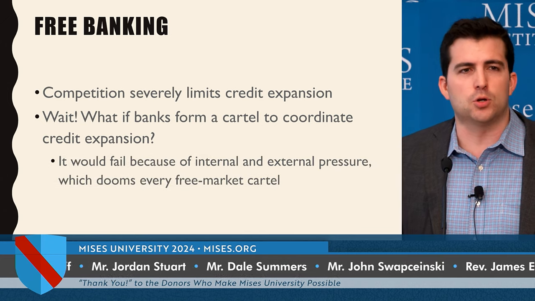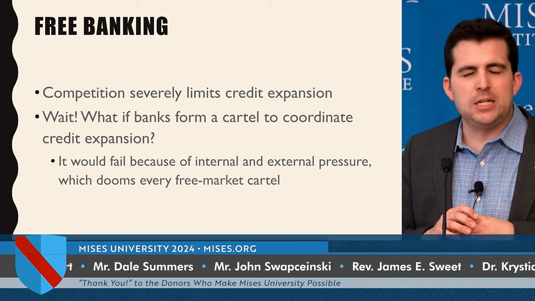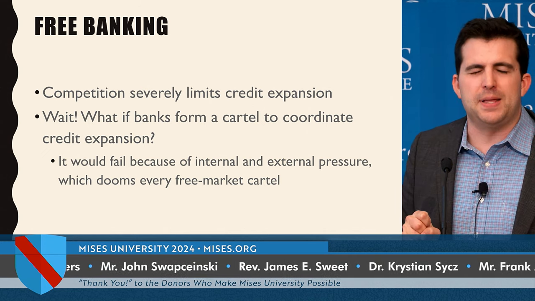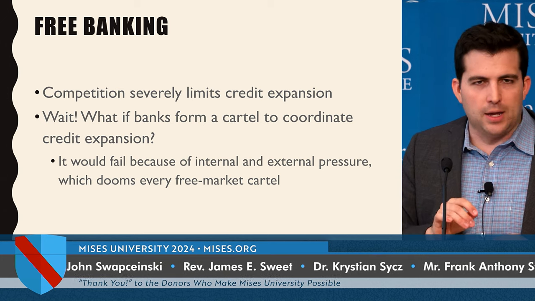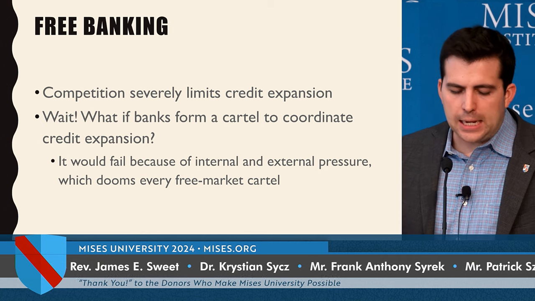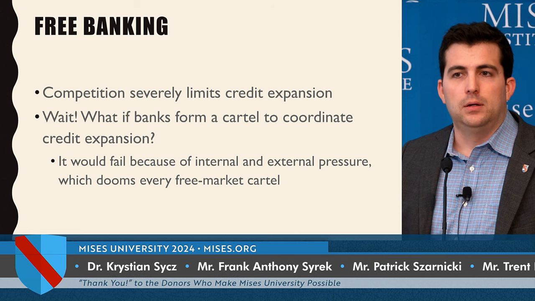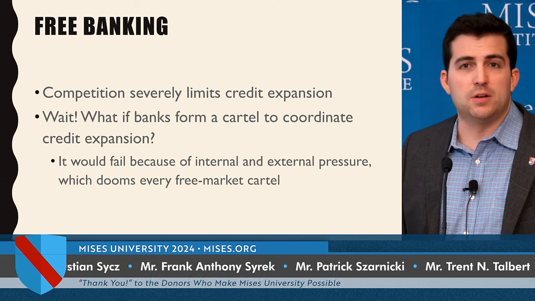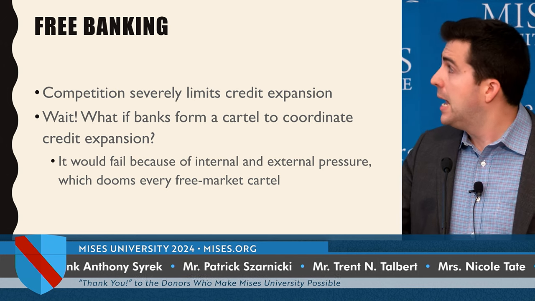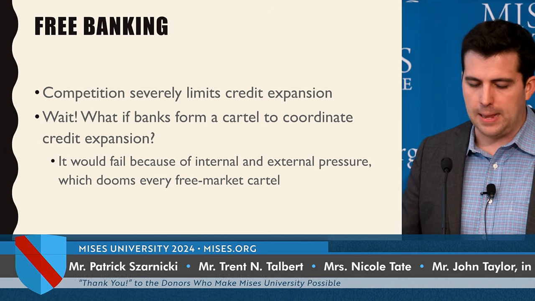What do we mean by that? Internal pressure is the individual members of the cartel start to cheat secretly, right? I might say, well, I'm not going to redeem any of the Bank of Salerno's money, but then I'll turn around and try to secretly redeem the money. That's the internal pressure. The external pressure is, say, a bank that's outside of the cartel. Maybe it's from a different region, a different state, a different country, or it could just be a new bank that's going to try to bust the cartel. They're going to try to redeem the banknote money, all right?